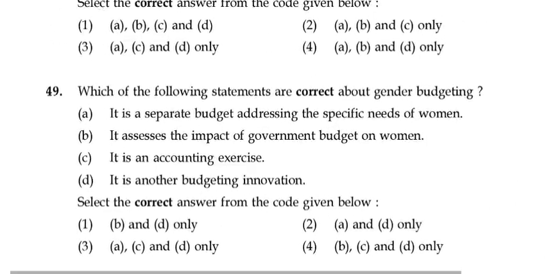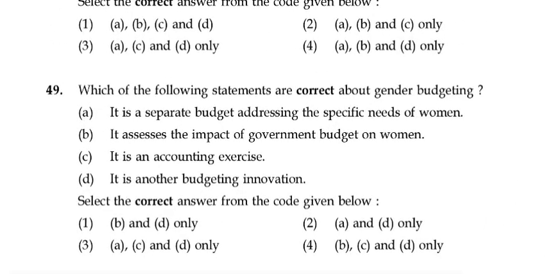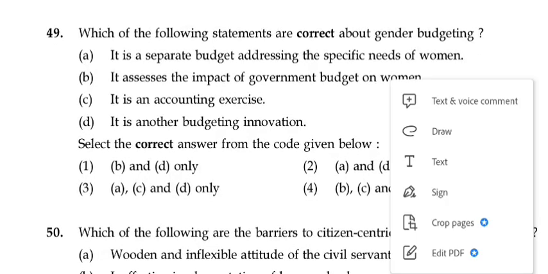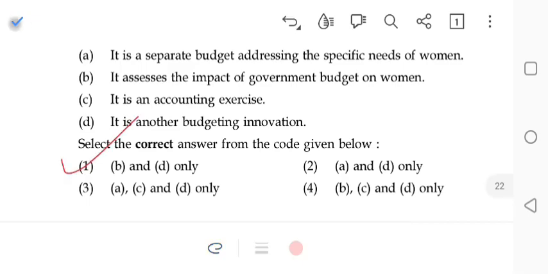49. Which of the following statements are correct about gender budgeting? It is a separate budget addressing the specific needs of women. It assesses the impact of government budget on women. It is an accounting exercise. It is another budgeting innovation. B and D, A and D, A C D, B C and D. For 49, it will be number 1, B and D. Last question.